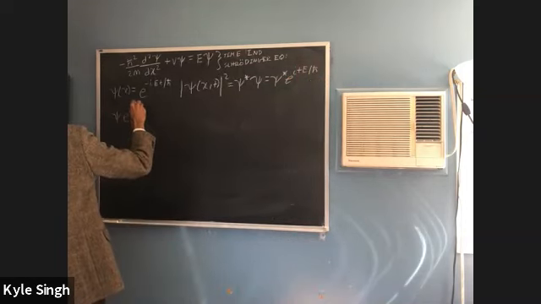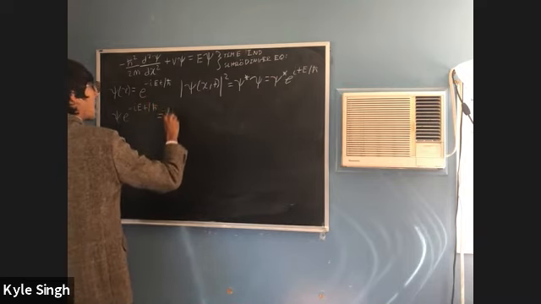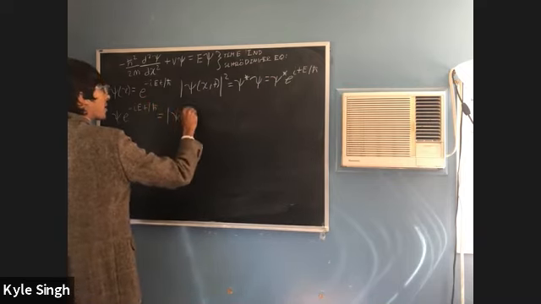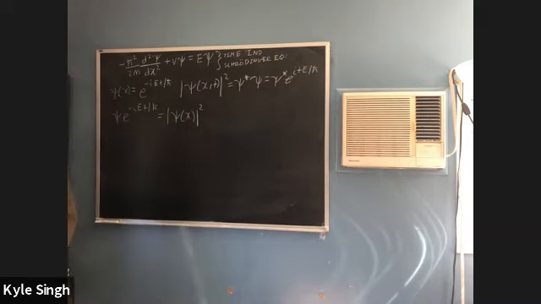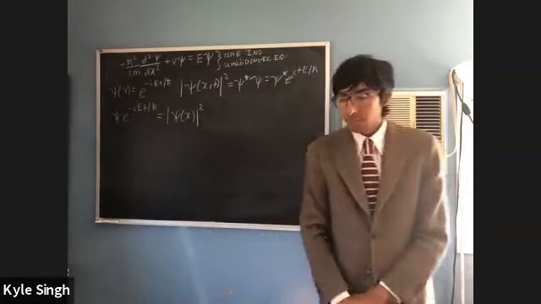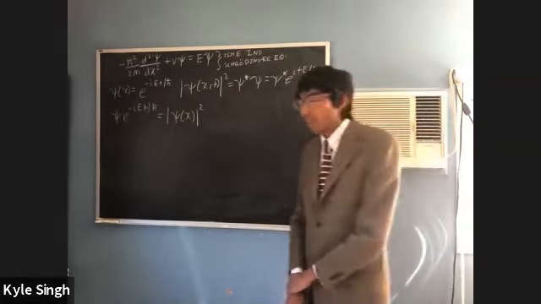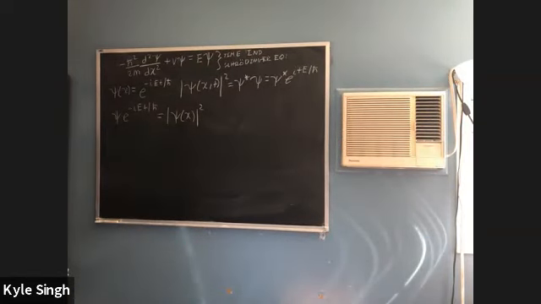Psi e to the minus i E t over h bar. You get that psi just has position dependence. Now the probability amplitude has time dependence, which is what you figured out on the homework. So the general solution now is a linear combination of separable solutions.